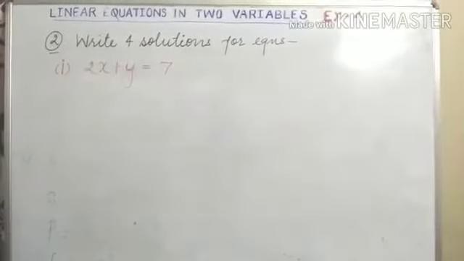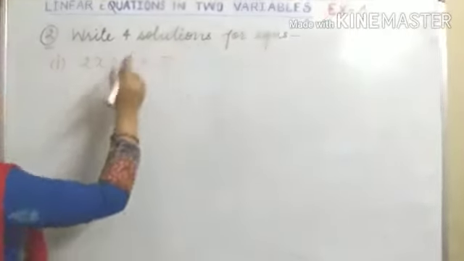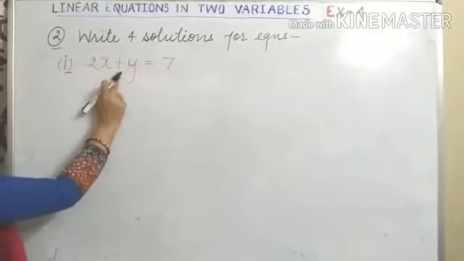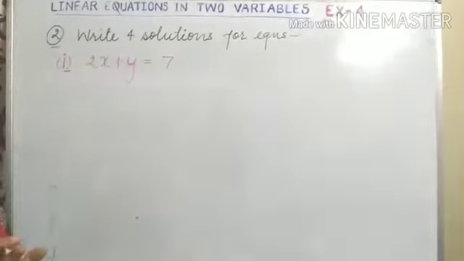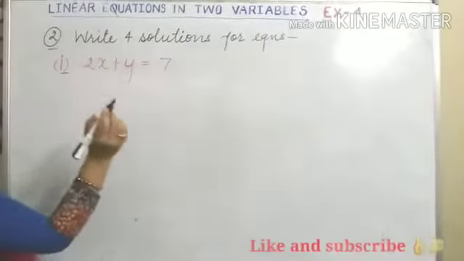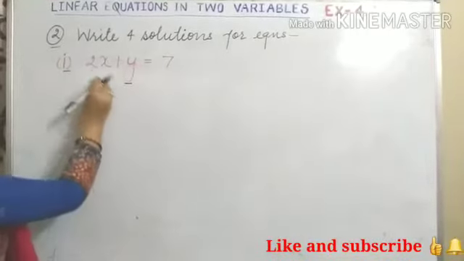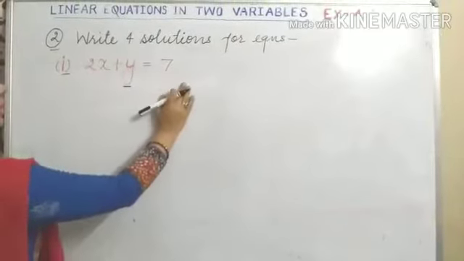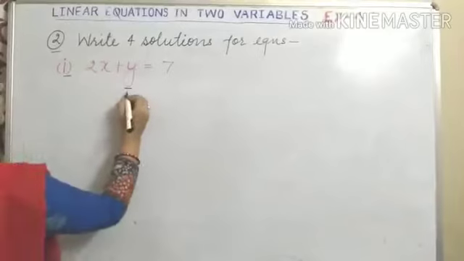Second question of the exercise 4.2. Write four solutions for the equations. Different equations are there. First we have 2x plus y equal to 7. Whenever we have to find a solution, whether 1, 2, 3 or any more, just do one thing. We have to keep one variable on the left side and take the other, whether it is a constant or another variable, to the right side, so that we get the equation in terms of one variable only.